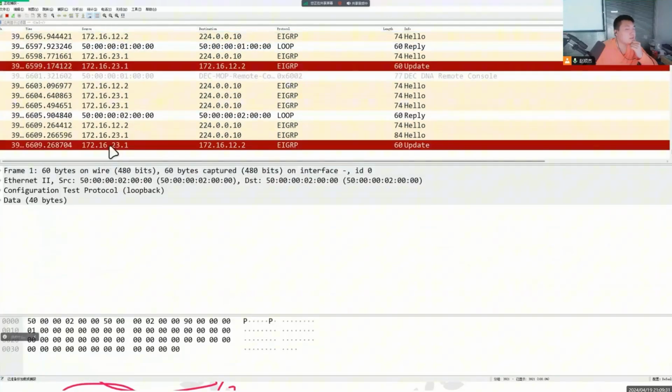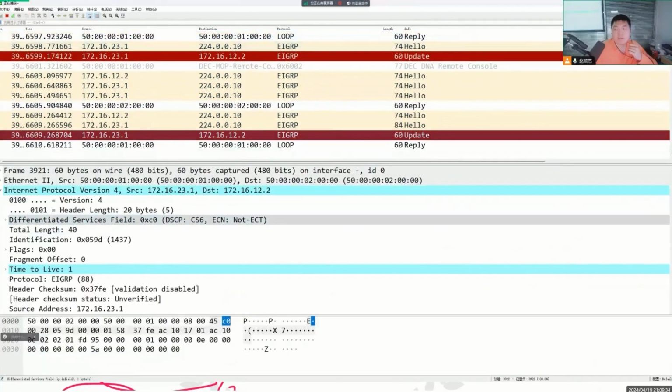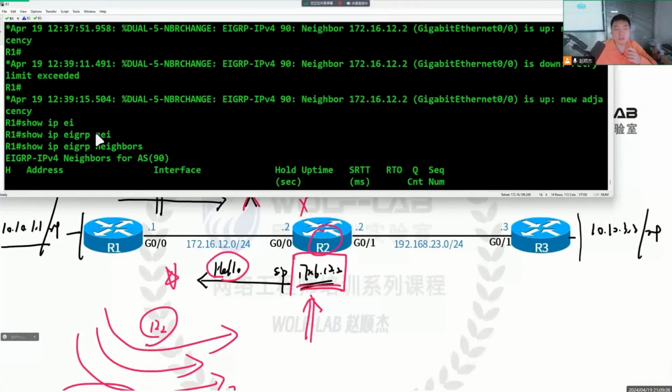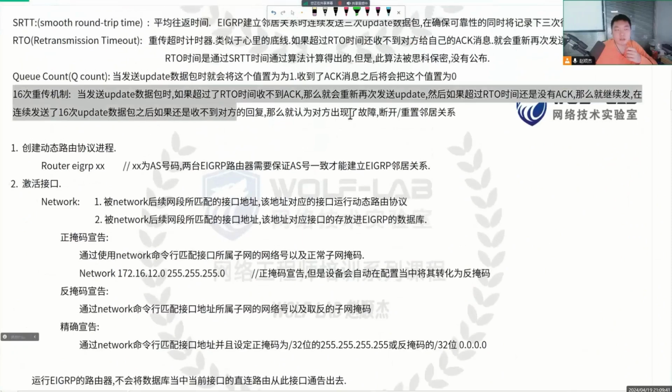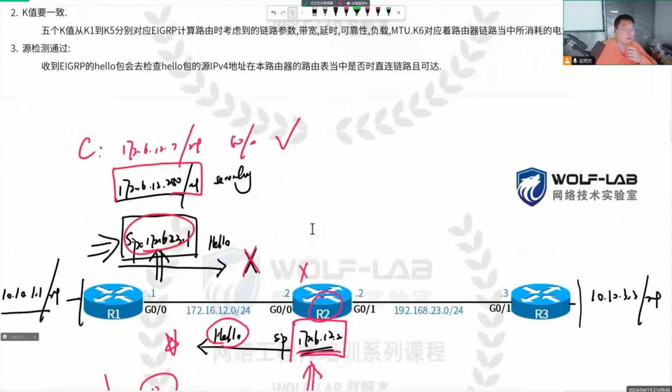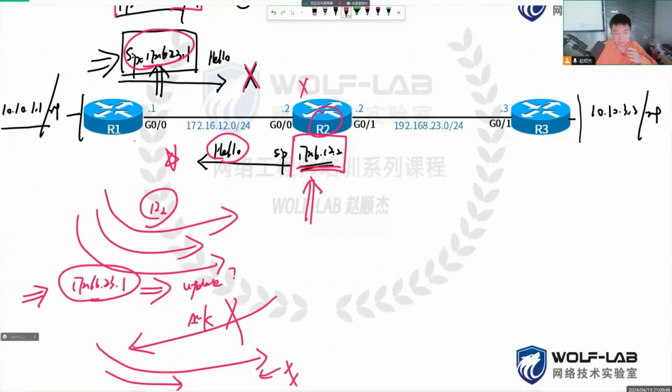Then it sends again. We will find a phenomenon in the network. You see, R1 is always sending updates to R2. If it doesn't receive an ACK after exceeding the RTO time, it sends again. So if it doesn't receive an ACK, it keeps sending. How many times does it send? 16 times. For R1, after 16 retransmissions, if it still doesn't receive an ACK, I will disconnect the EIGRP neighbor relationship with R2.